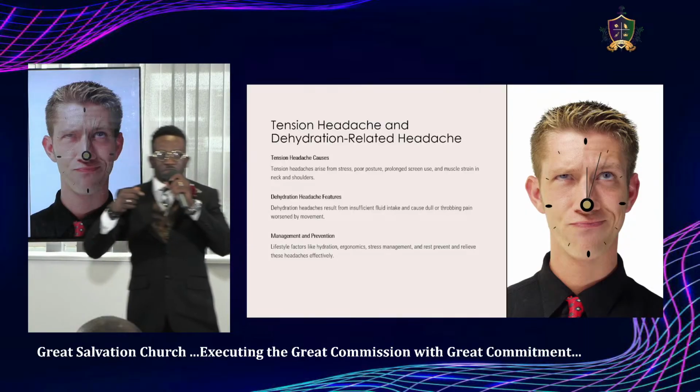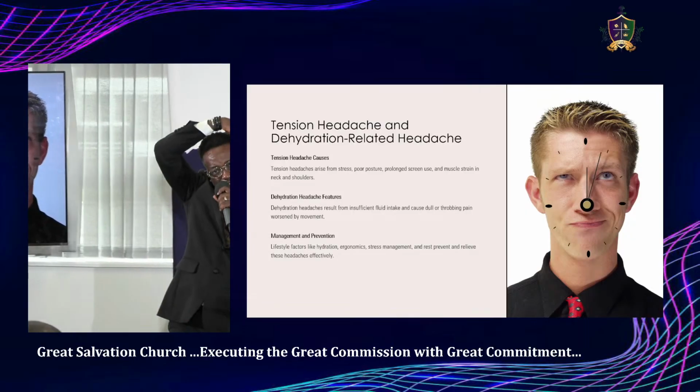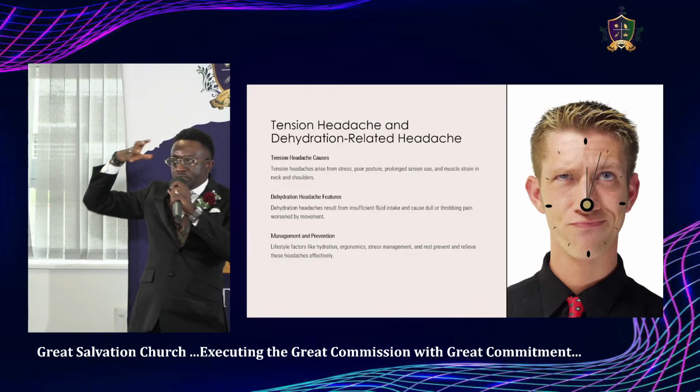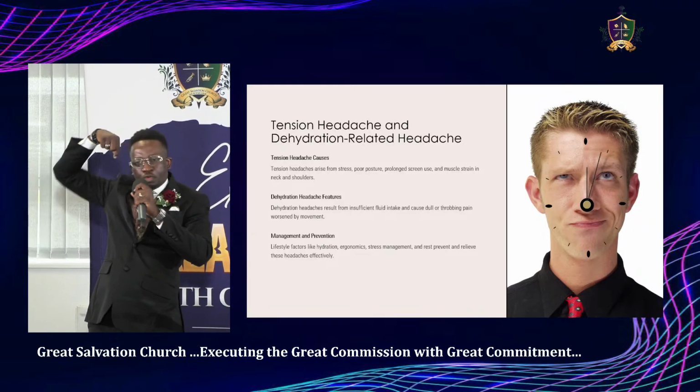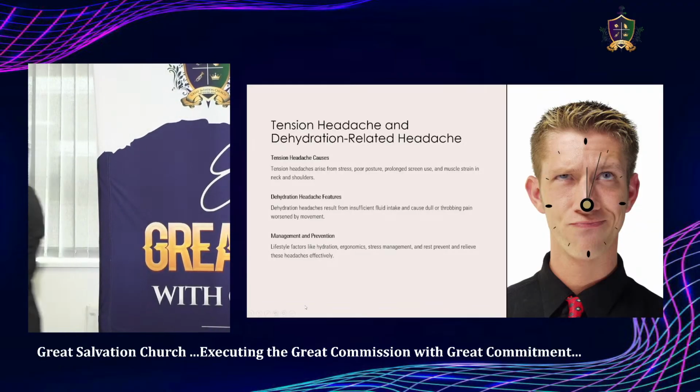So what are the characteristics of a tension headache? It's like a band around the scalp of the head. So the person feels like you're tying a rubber band around the scalp of their head.